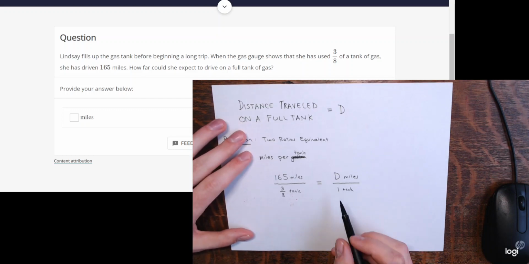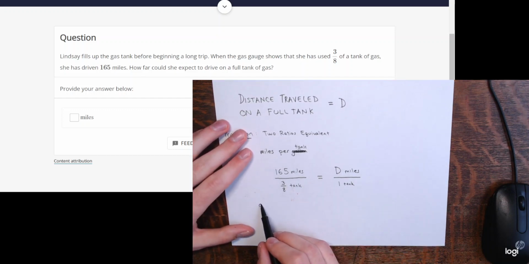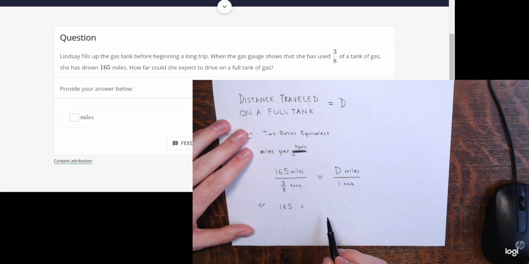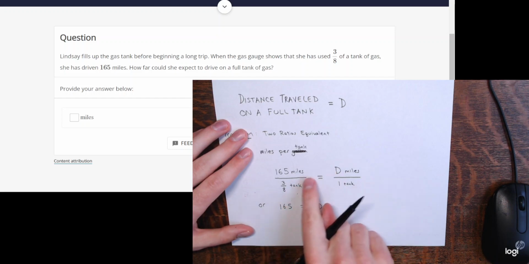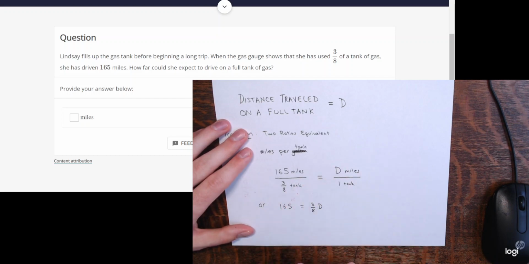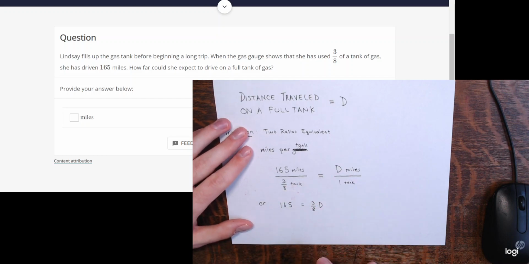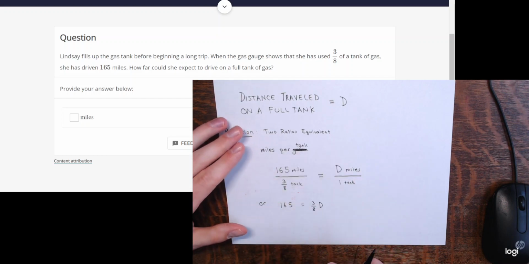Which, if you think about it, you could also think of it this way. You could say that 165 miles, that she traveled on 3/8 of a tank. Well, if that's 3/8 of a tank, then that's 3/8 of the distance she would travel on one tank. If you multiply by 3/8 here, d over 1 is just d. Multiply by 3/8, you get this equation. So, either one of these setups is perfectly fine.